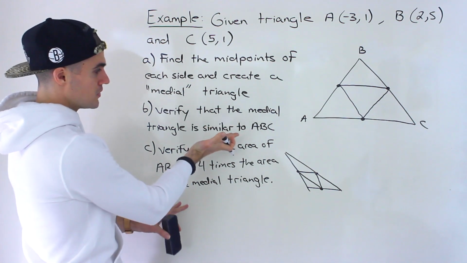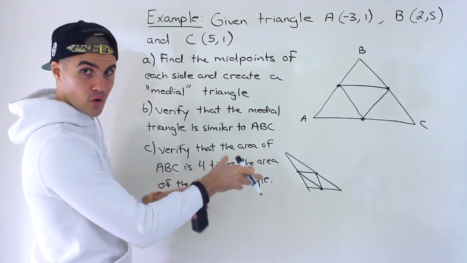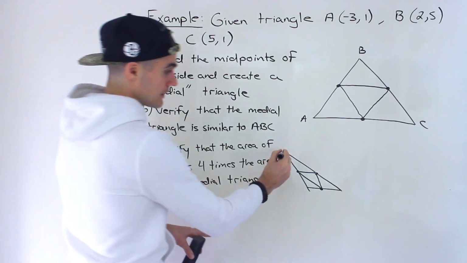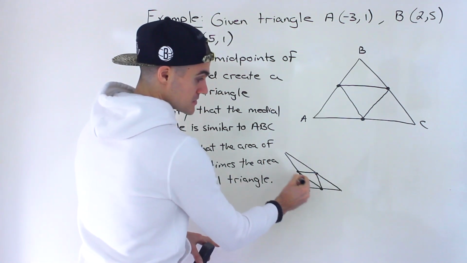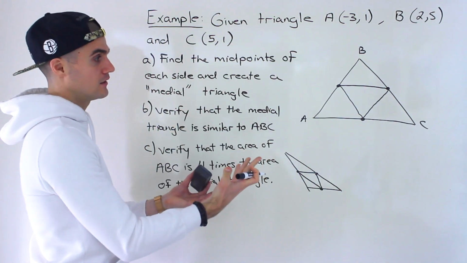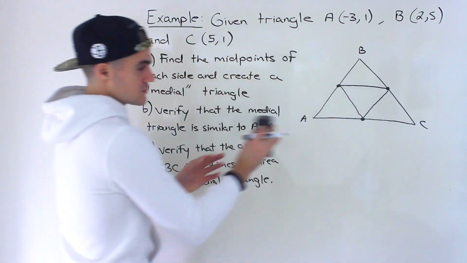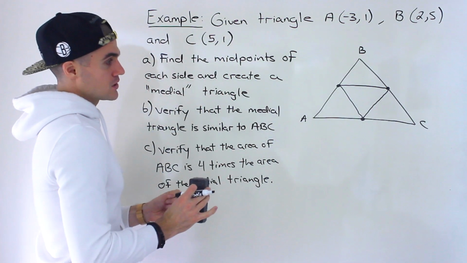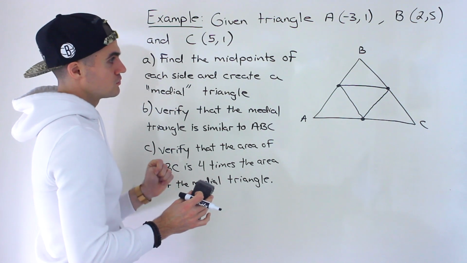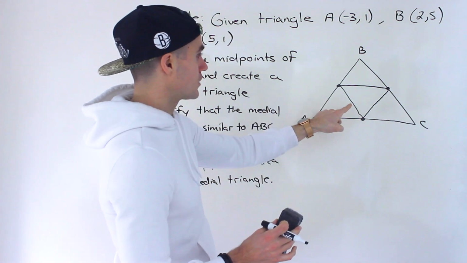Okay, so these properties of similarity and then this area being 4 times, right? The larger area being 4 times the area of the medial triangle, it's going to apply for any kind of triangle. I'm just keeping the diagram like this just for simplicity for the explanation. So this is going to be the medial triangle here.